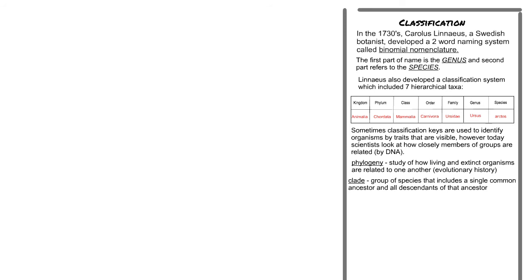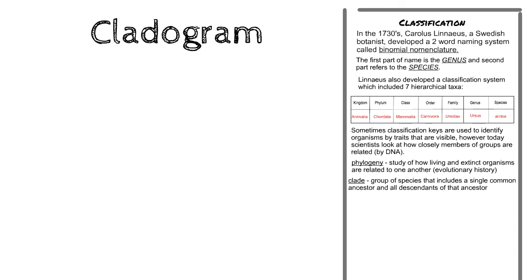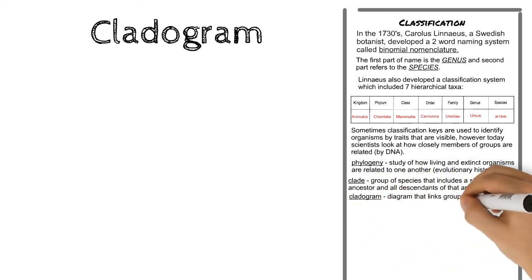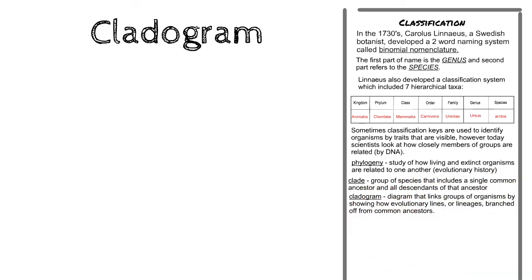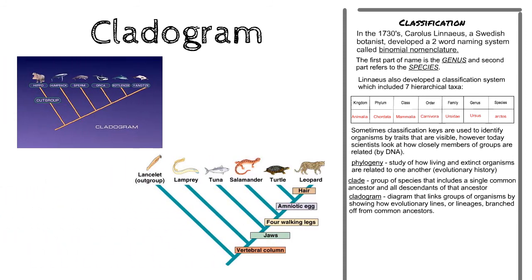The way that we can show a clade is to use a cladogram. Clado indicates a clade, and gram from the Greek for something that is written. So a cladogram is a diagram that links groups of organisms by showing how evolutionary lines or lineages branch off from common ancestors.